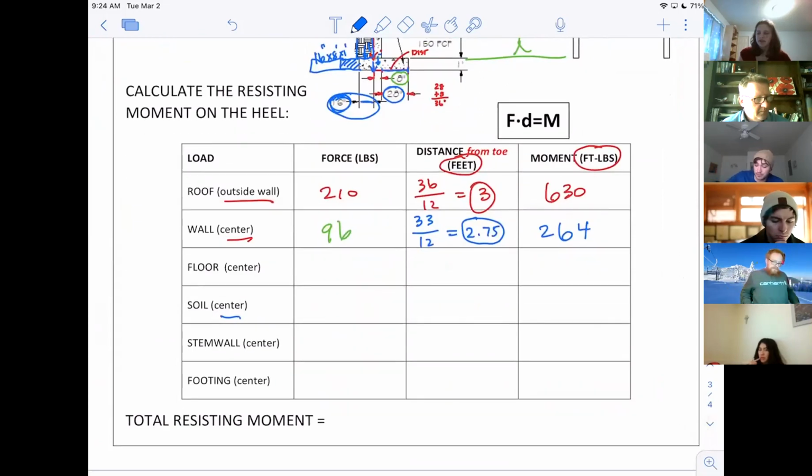So I got 800 pounds for the stem wall. That's correct. Yep.